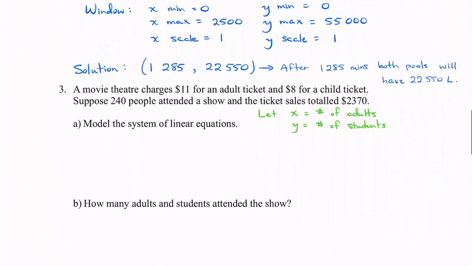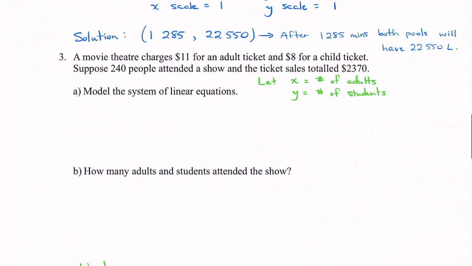This one's going to deal with ticket sales for a movie. So it says a movie theater charges $11 for an adult ticket and $8 for a child ticket. So I know the number of adults and the number of children is going to be important. So I already said X is going to be for my adults and Y is going to be for my students. Then it says suppose 240 people attend a show and the ticket sales totaled $2,370. So part A, model the system of linear equations.